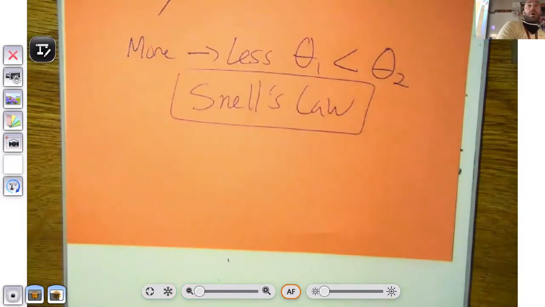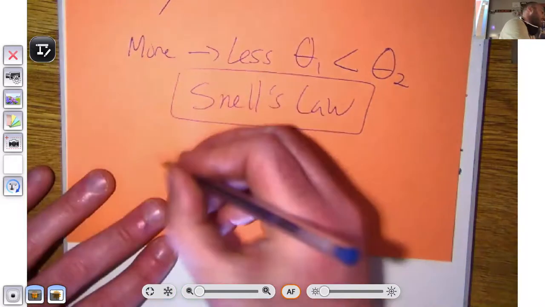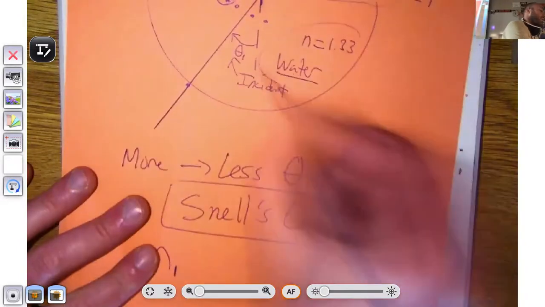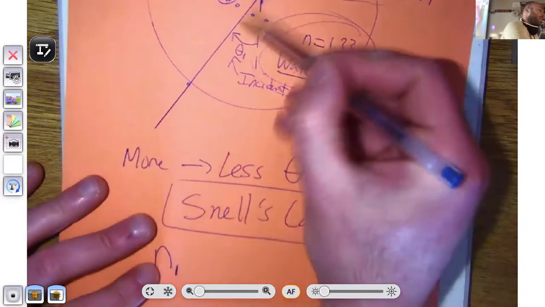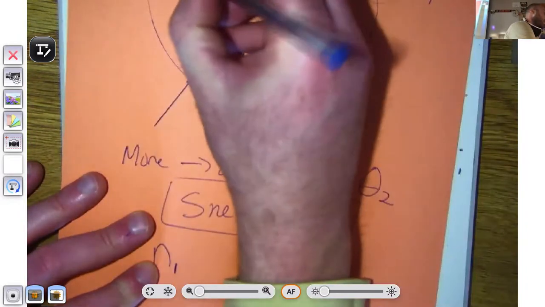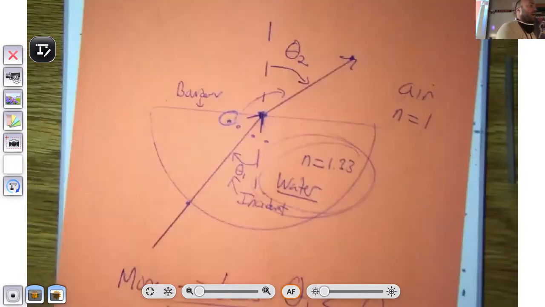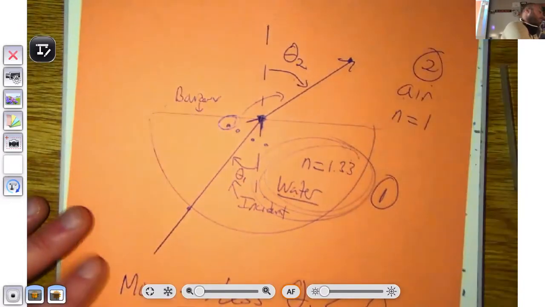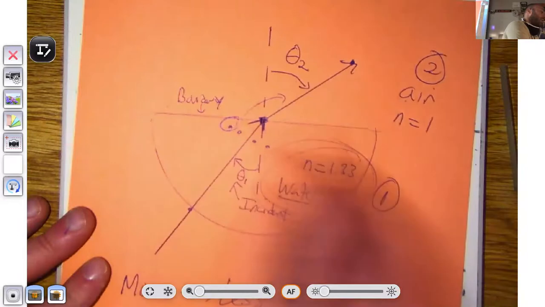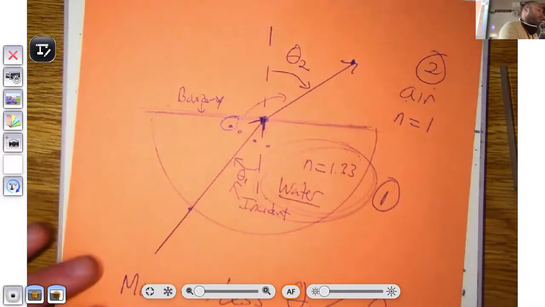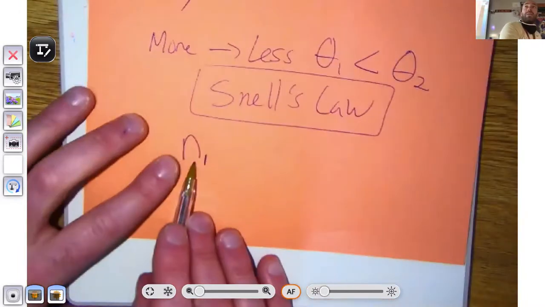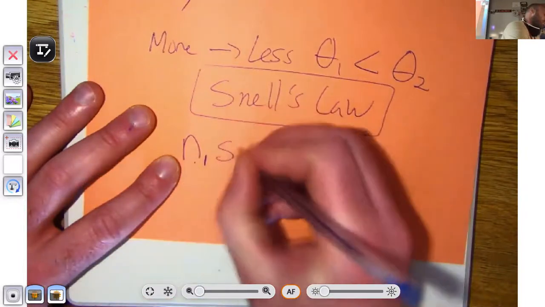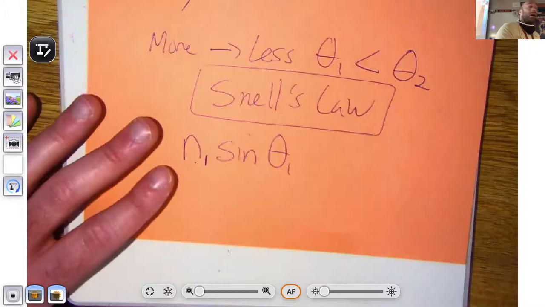This is what is called Snell's law. It states that the index of refraction for the first medium, in this case, we're treating our first medium as the water because this was our boundary right here, right? So water, we're calling this object one, air was object two because this was our boundary condition right here. So in terms of Snell's law, you're going to have the index of refraction of our first medium times the sine of angle one, theta one.